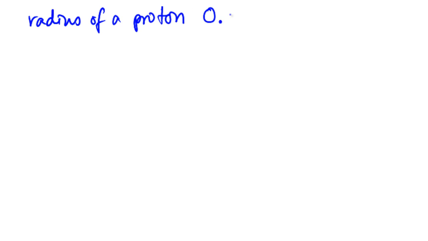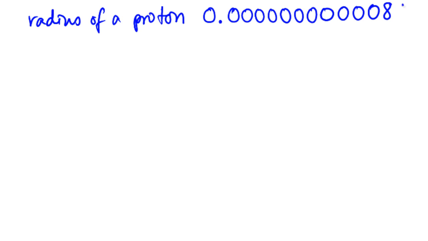Let's try this again with the radius of a proton. If we recall, this was 0 point, then we had 11 zeros here: 1, 2, 3, 4, 5, 6, 7, 8, 9, 10, 11, 8 millimeters. Actually, we should leave our units here too. Okay, so now how can we rewrite this as a number between 1 and 10 times a power of 10?